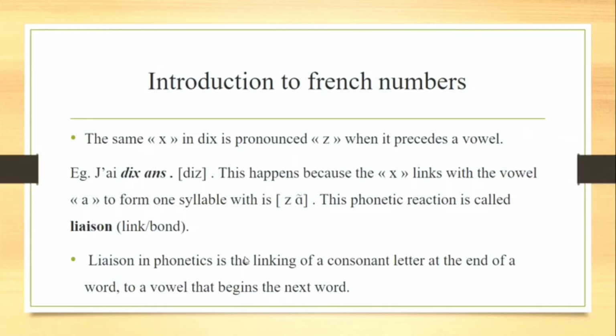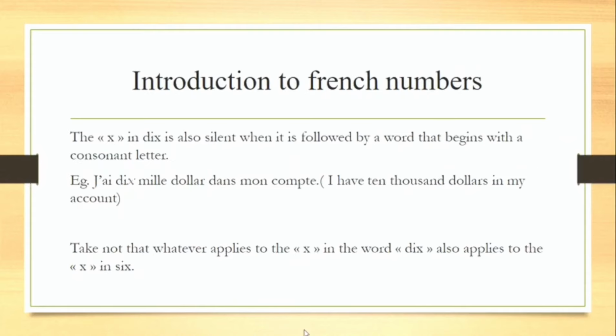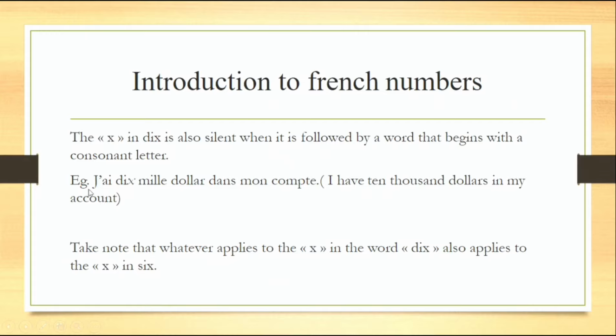This phonetic reaction is known as liaison. Liaison can mean link or bond. Liaison in phonetics is the linking of a consonant letter at the end of a word to a vowel that begins the next word. Again, x in dix is also silent when it is followed by a word that begins with a consonant letter. Okay, so in the illustration below, this word begins with a consonant. So automatically this x here becomes silent. So the sentence is j'ai dix mille dans mon compte. I have ten thousand in my account. Whatever applies to the x in the word dix also applies to the x in six.